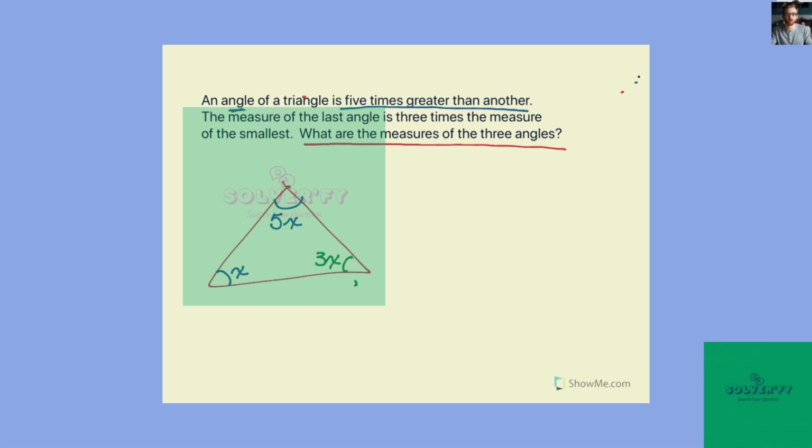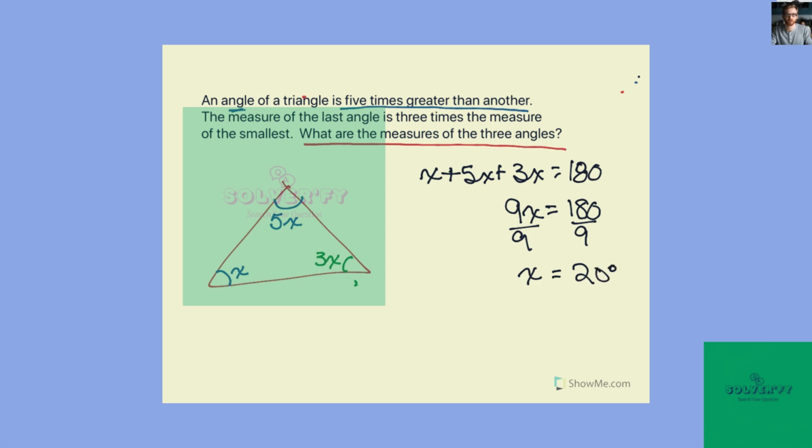Now that I have my angles identified by x, I can go through and say my first angle plus my second angle plus my third angle is going to equal 180 degrees. So I've got 1 plus 5 is 6, 7, 8, 9. I've got 9x equals 180 degrees. And if I divide both sides by 9 to get x by itself, x equals 20.